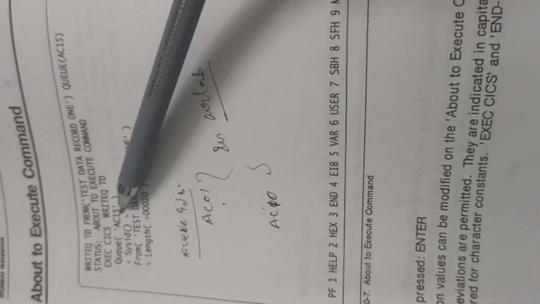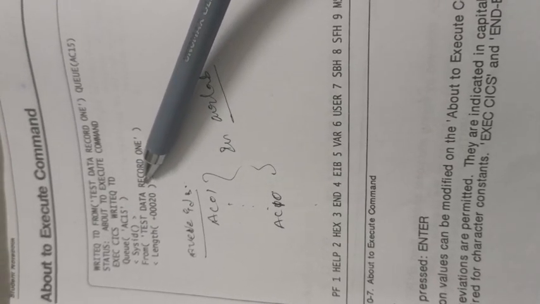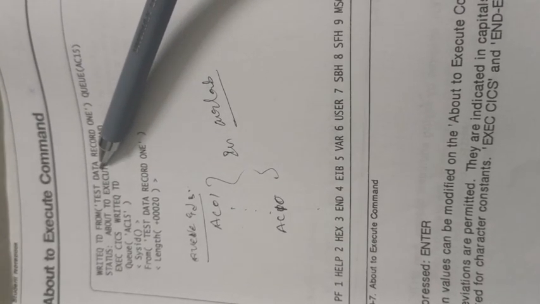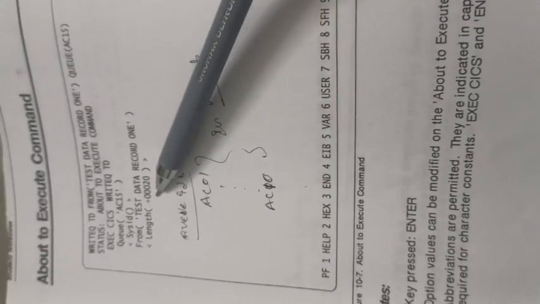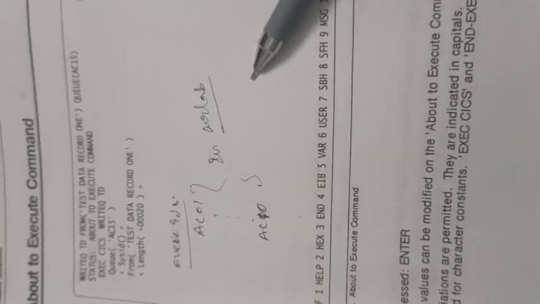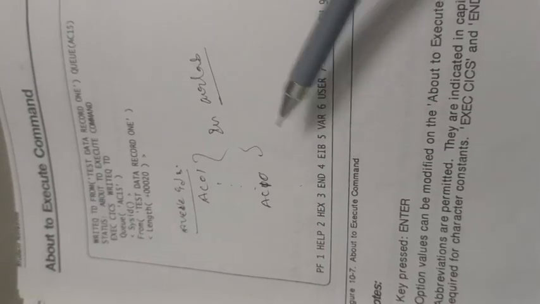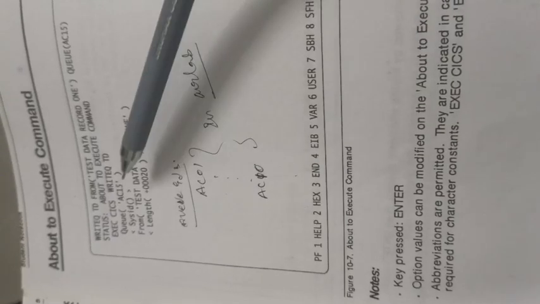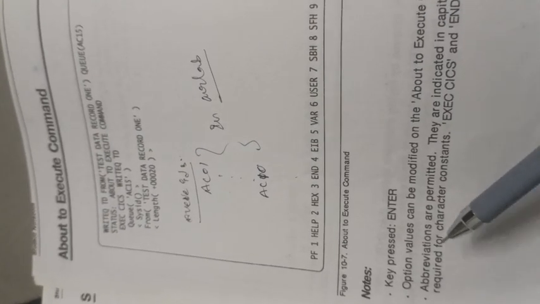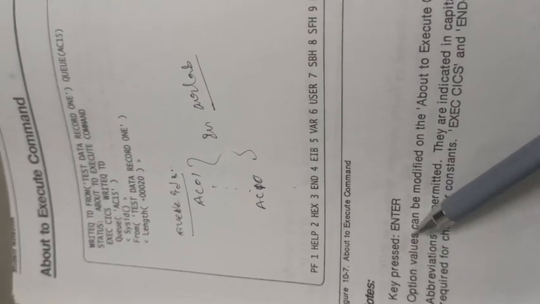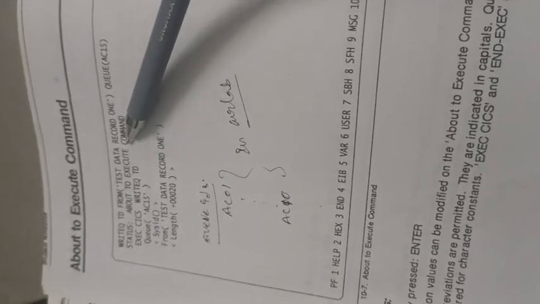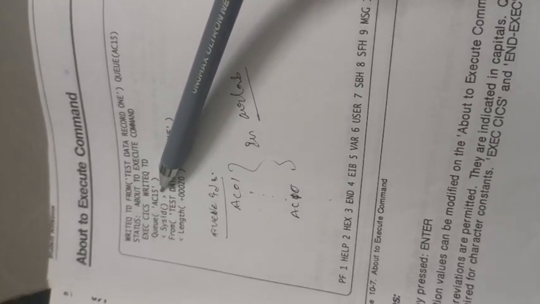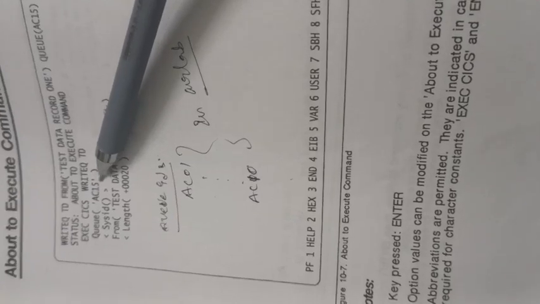Then you need to type the queue and the sys id from the data, where you just put test data record one, and you display the length here, 20 characters. After displaying this message, you need to type WRITEQ TDQ and the queue name. After entering these values, press the enter key again. After about to execute command, you need to type a TDQ, a 4 character queue ID.